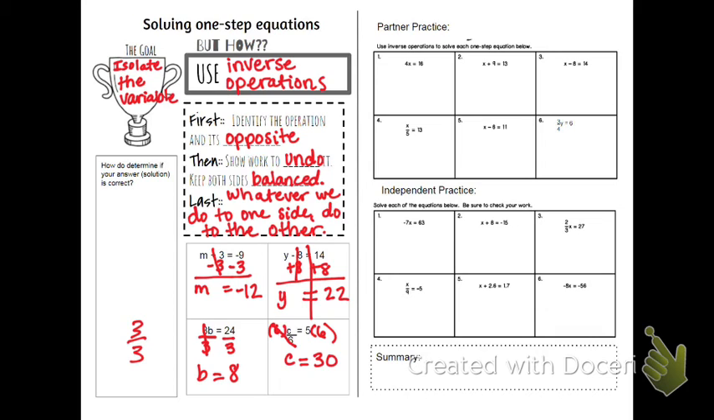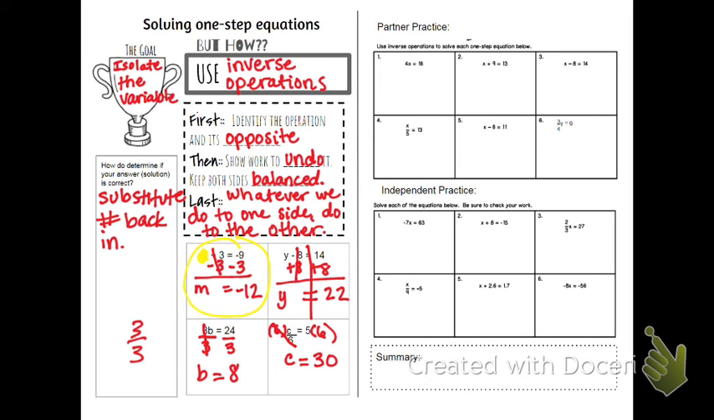Now, to check any of these, how do you determine if your answer or solution is correct? You substitute the number back in. Okay? And what that means is, let me change colors here, on this problem right here, if I substituted negative 12 back in there where m is, it would be negative 12 plus 3 equals negative 9. And we would say, is that true? Yes.